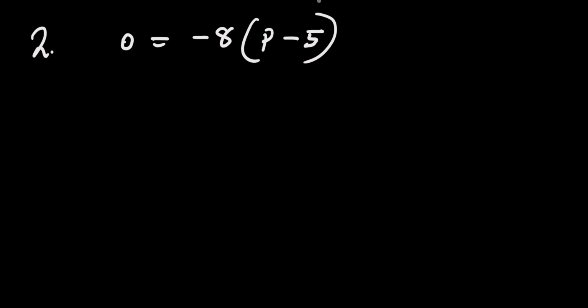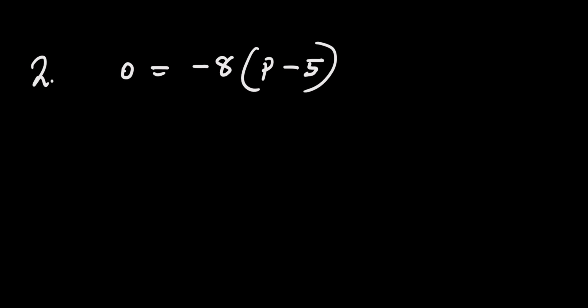Number 2. If you have 0 equals negative 8(p - 5), the first thing we are going to do now is to distribute negative 8 into the content of the parenthesis.